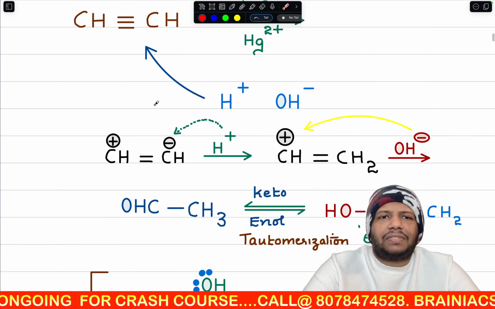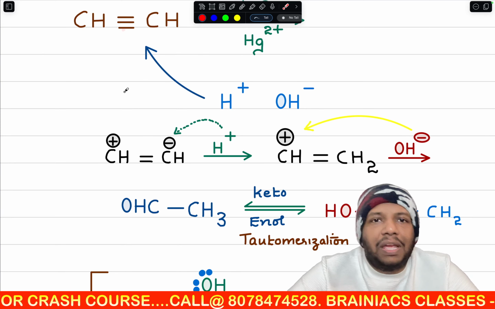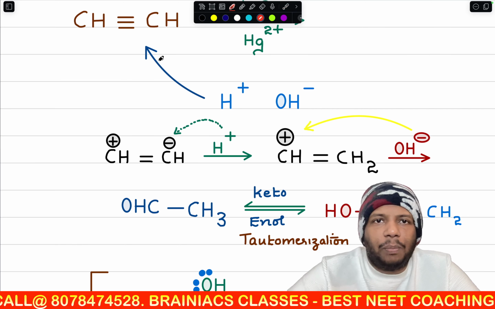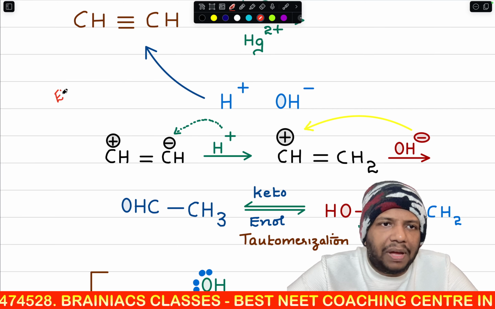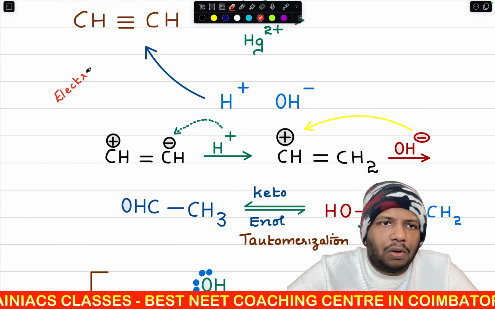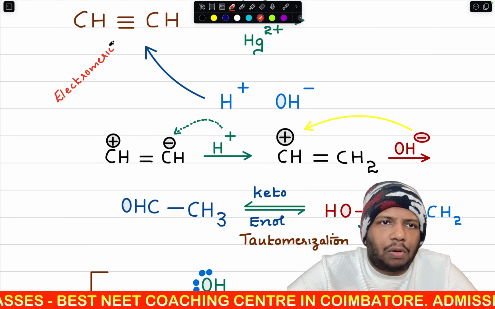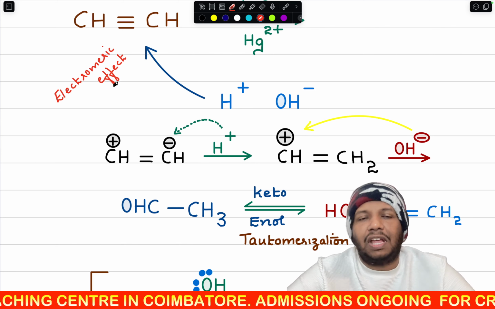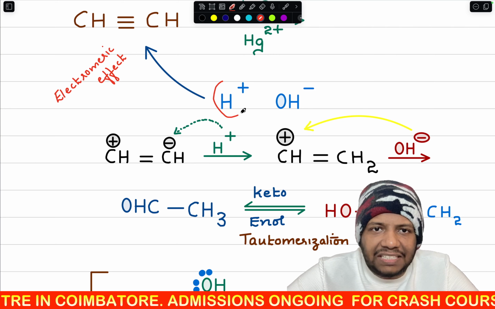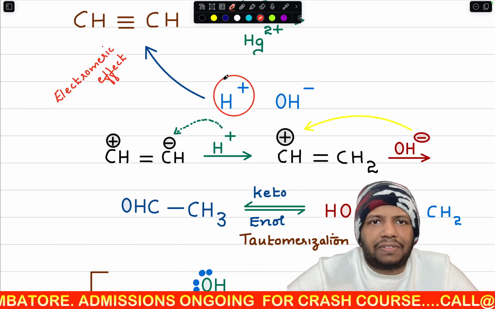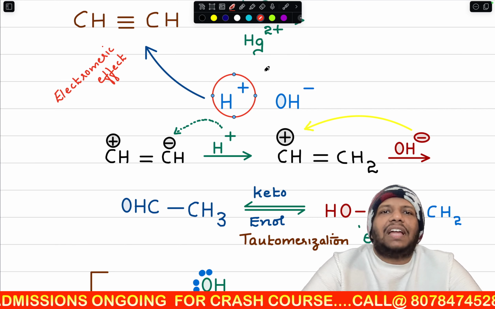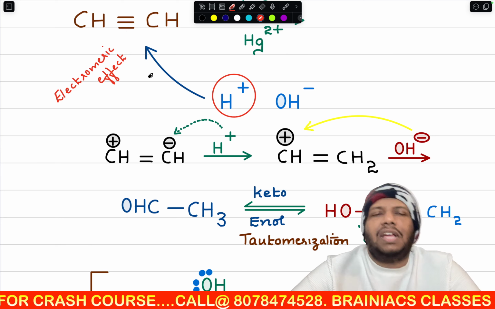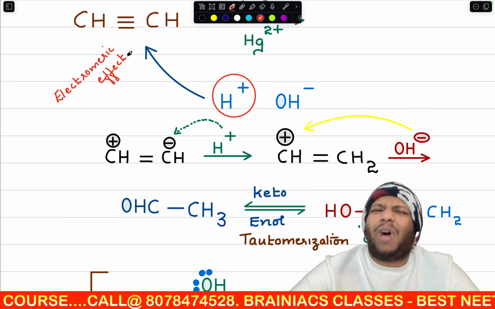When H plus comes to this pi bond, it will show a polarization, and that phenomenon we call the electromeric effect. Why do we call that an electromeric effect? Because the electromeric effect means the pi bond will show temporary polarization only in the presence of the attacking reagent. So that's the reason why it is called a temporary effect. Only if the attacking reagent comes near the pi bond, it will show a polarization. Why is that happening?